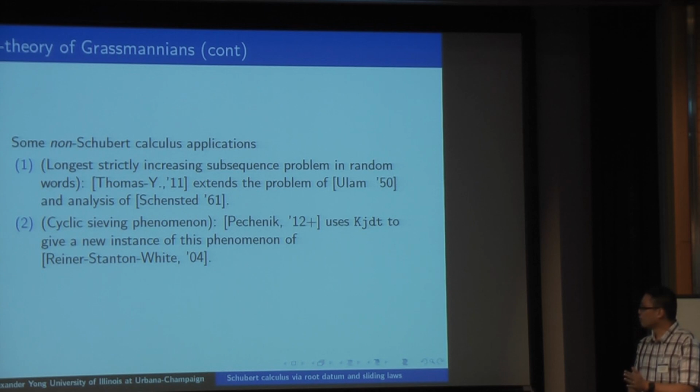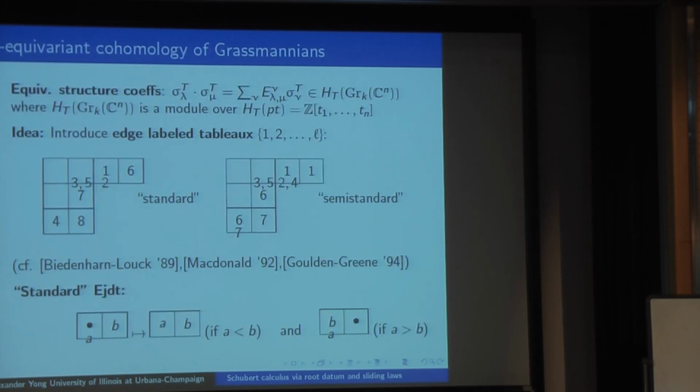Something that Oliver Pechenik has done is he's used this K-jeu de taquin and promotion to give a new instance of the cyclic sieving phenomenon due to Reiner, Stanton, and White. So those 4 Schubert calculus applications together with 2 non-Schubert calculus applications.